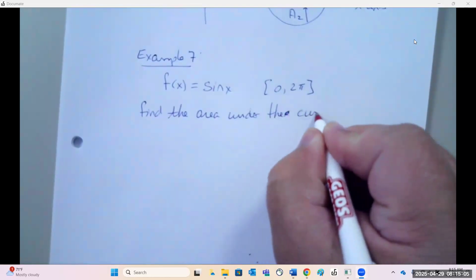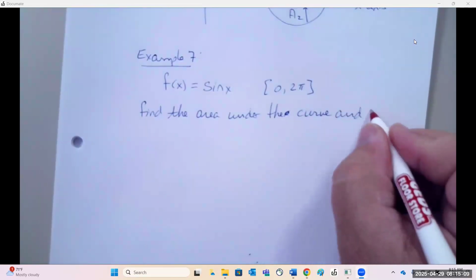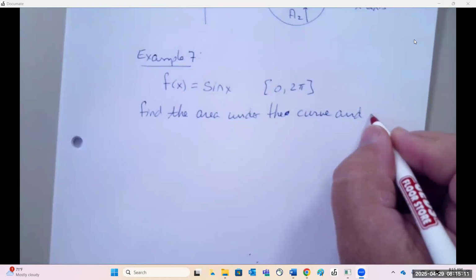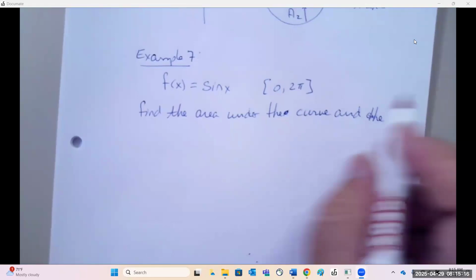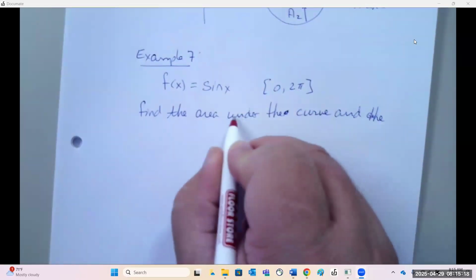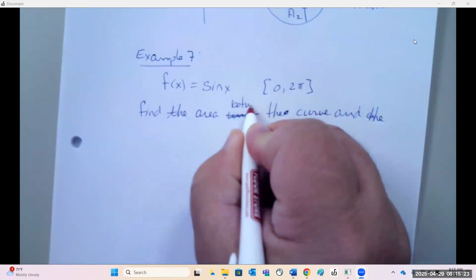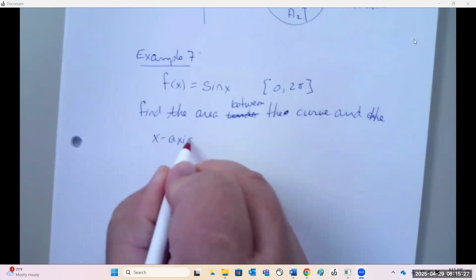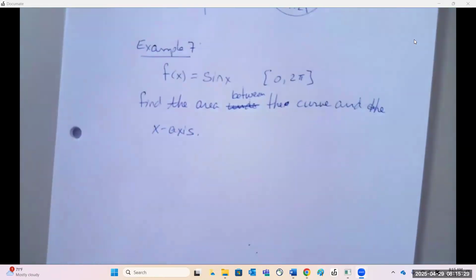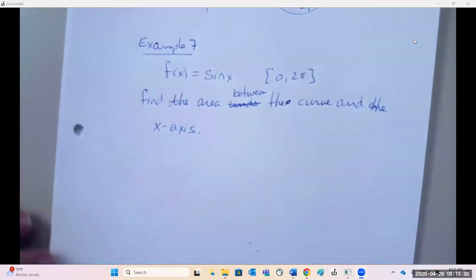under the curve, and actually, should not above the curve. It's between the curve and the x-axis. I can't really say above because it's not always above. It could be below. So it's the area between the curve and the x-axis. That's what we're looking for.